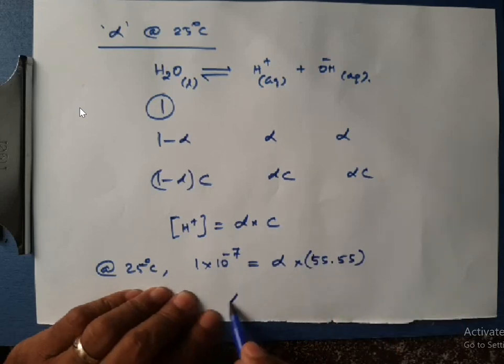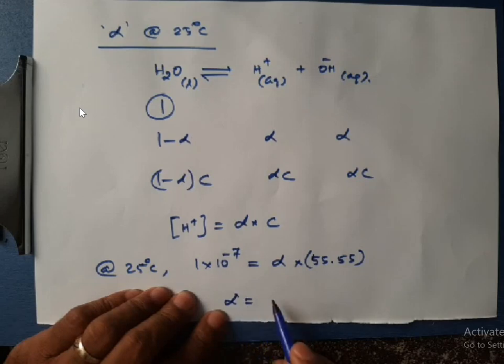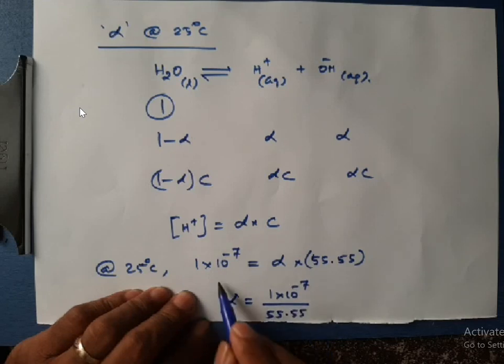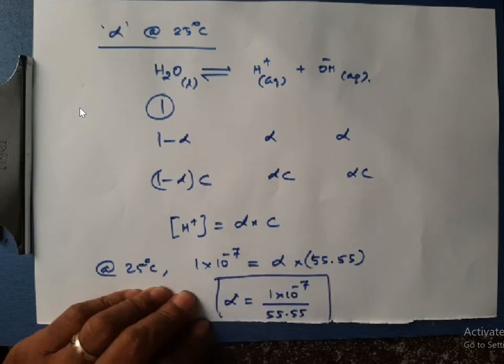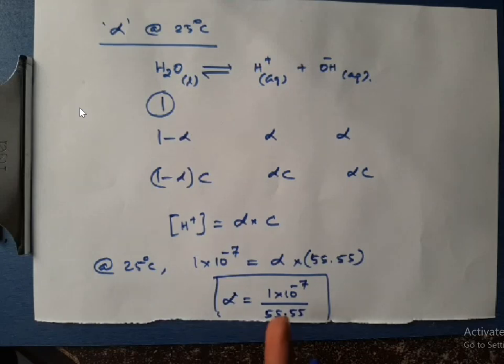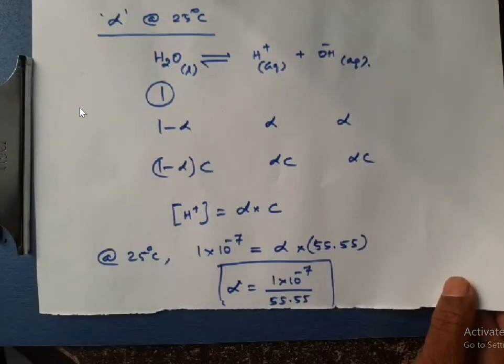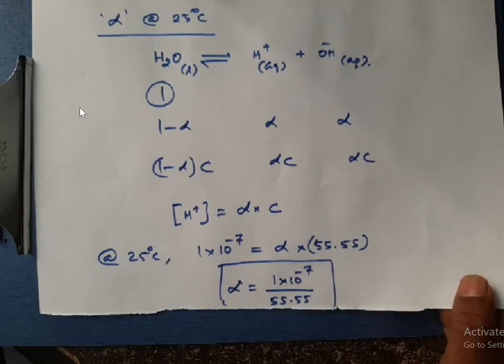Then alpha, the degree of dissociation, equals 1 into 10 power minus 7 divided by 55.55. This is the degree of dissociation of water at 25 degrees Celsius, which is a very, very low value. Keep that in mind. It's a very, very low value. So this is the degree of dissociation of water at 25 degrees Celsius.